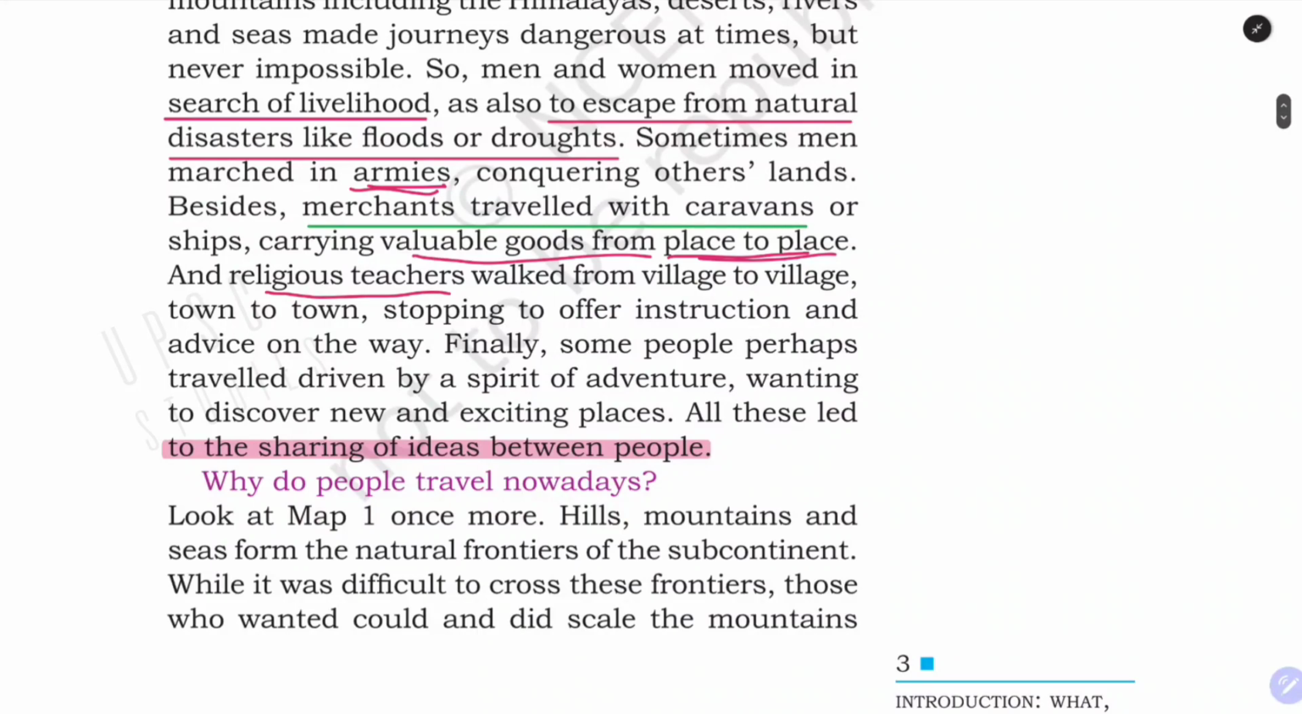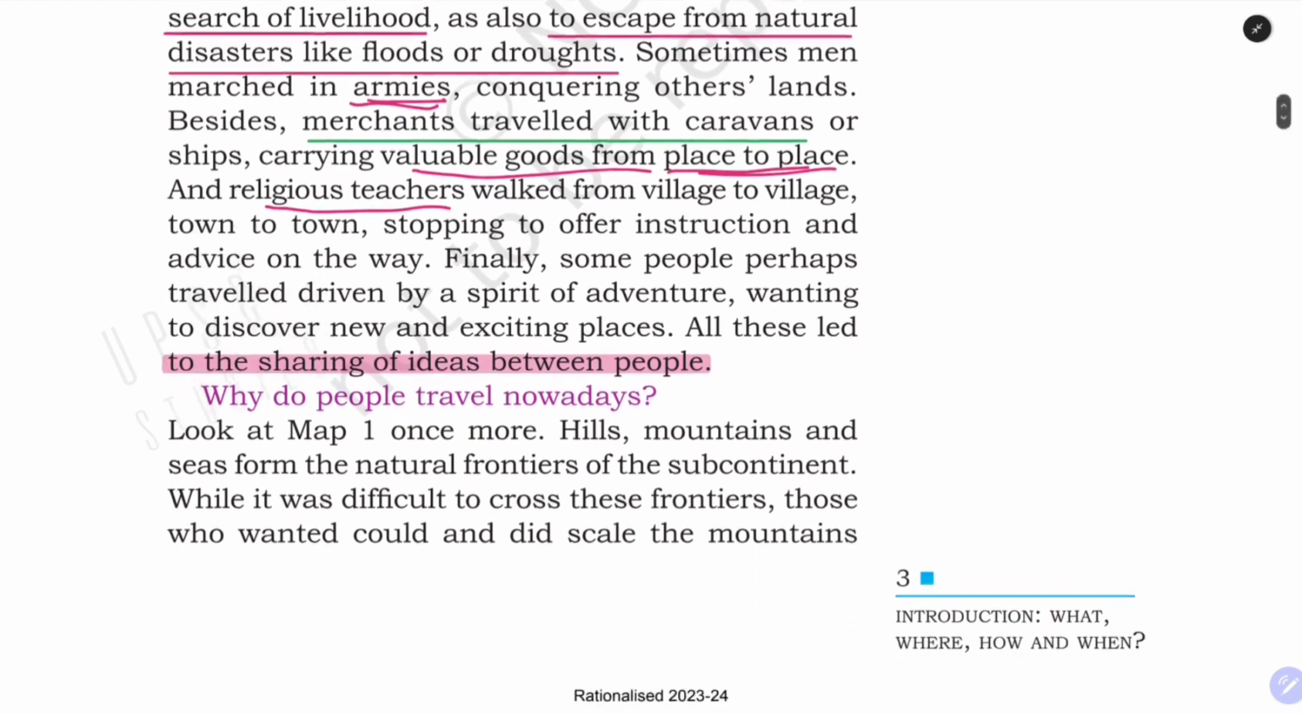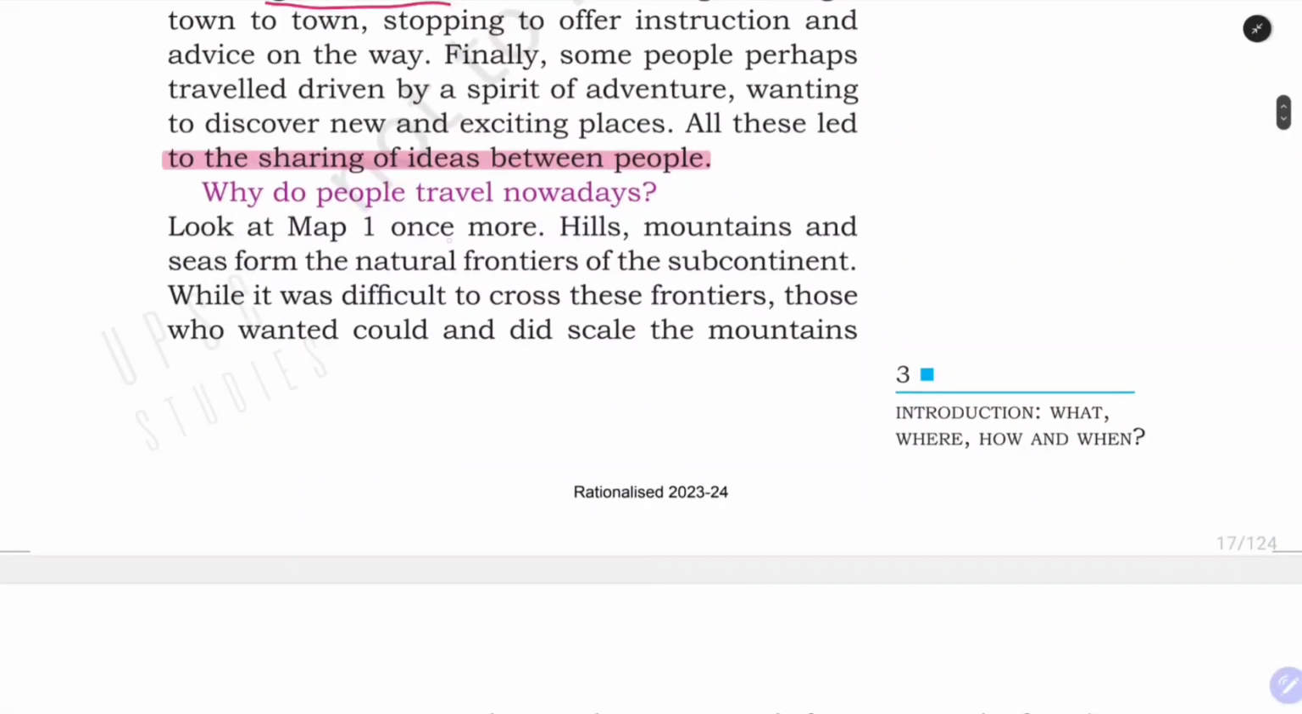And by moving throughout the country, from one place to another, there is a sharing of ideas between people. People began to share ideas with each other. Can you say, why do people travel nowadays? We travel a lot, right? For jobs, for studying, and for visiting places like that.